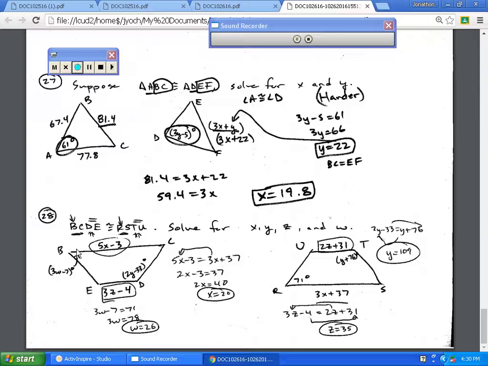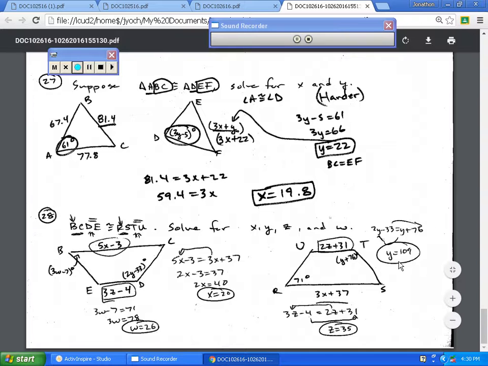Angle B is the first angle, the first letter there, so it's going to equal the first letter here, angle R. So set 3w minus 7 equal to angle R, 71. W is 26. Let's look at the y's. Angle D, the third letter right there, is equal to the third letter right there, angle T. So 2y minus 33 equals angle T, which is y plus 76. Subtract y, add 33, y is 109.